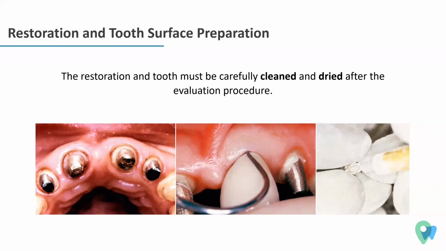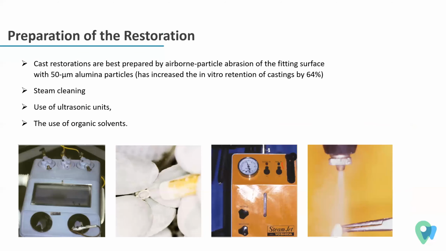Now moving to the practical part of this subject, we have the restoration and tooth surface preparation. The restoration and tooth must be carefully cleaned and dried after the evaluation procedure. For the preparation of the restoration, cast restorations are best prepared by airborne particle abrasion of the fitting surface with 50 micrometer aluminum particles, which has increased the in vitro retention of castings by 64%. We can also use steam cleaning, ultrasonic units, or organic solvents.